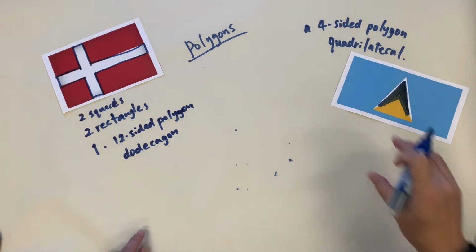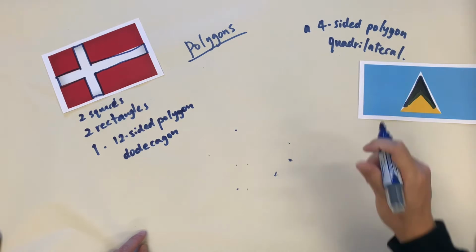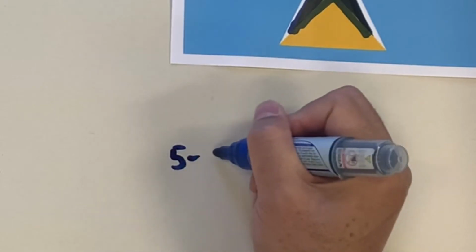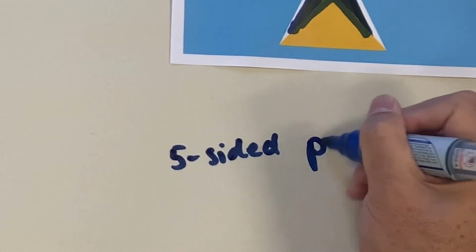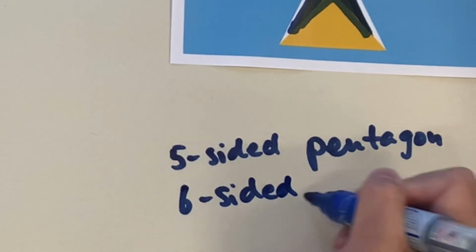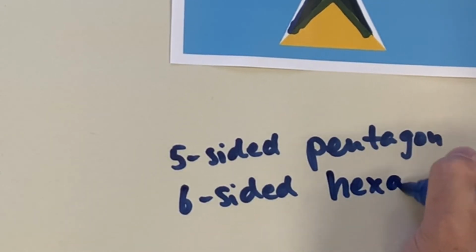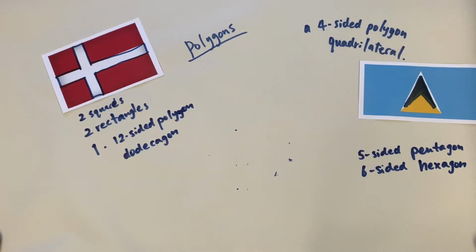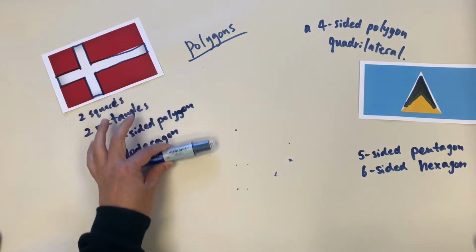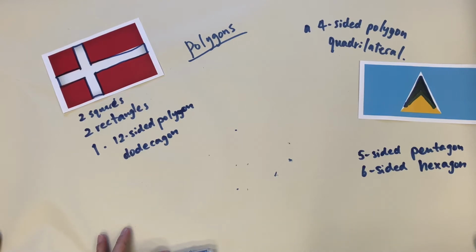I can quickly make a little list here. So we know a 5-sided shape is a pentagon. You know a 6-sided shape is a hexagon. Do you know any others? Maybe you can have a quick Google, 7-sided shape, 8-sided shape, or you can just Google polygons, types of polygons. You may be able to find the list. I'll quickly pause the video.